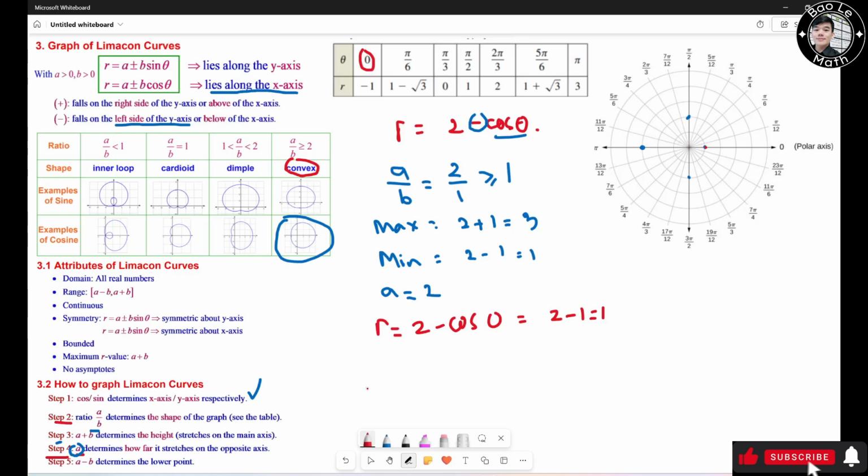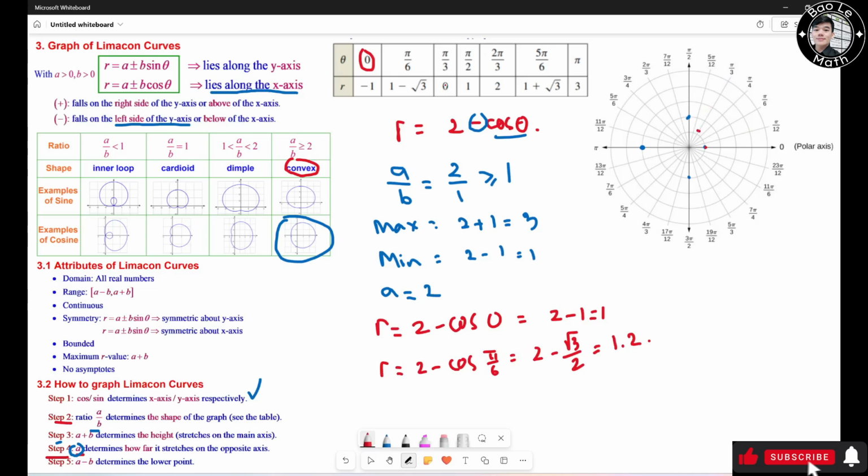Now pi over 6. So r equals 2 minus cosine of pi over 6. It should be 2 minus root 3 over 2. Now we know that root 3 is approximately 1.7 divided by 2. It should be around 0.8, right? So 2 minus 0.8 should be 1.2 something, right? So 1.2 something. Pi over 3, it should be 1.2, so it's around right here, right?